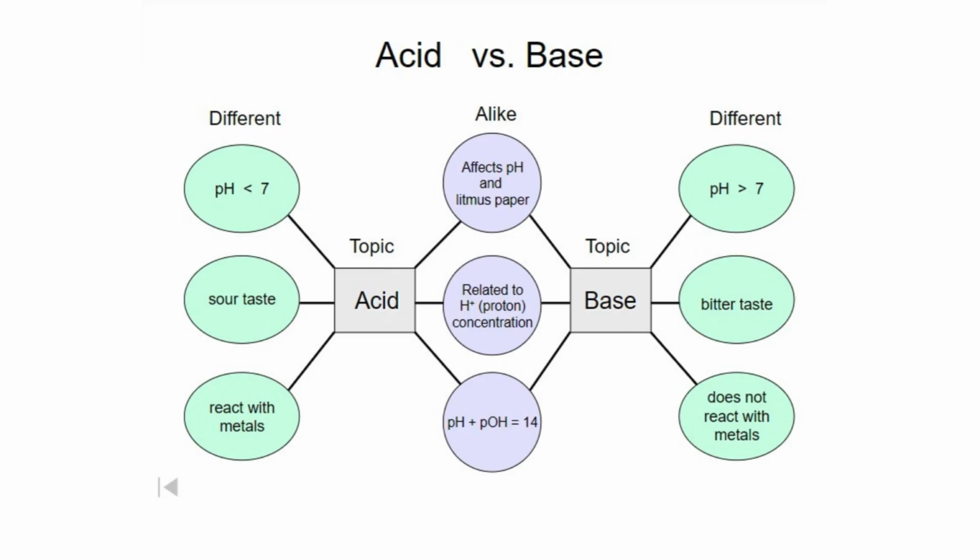But what makes them alike? Well, both affect pH and litmus paper, both are related to H+ ion concentration, and for both, the relationship pH plus pOH always equals 14.